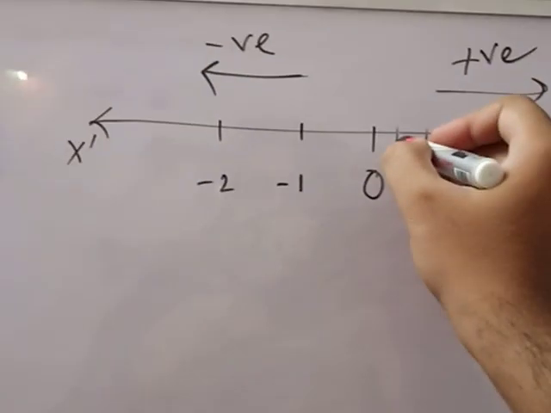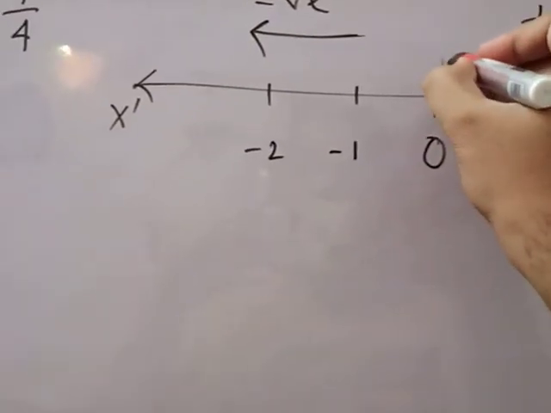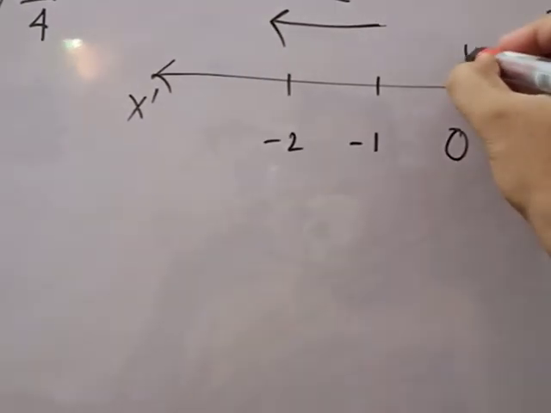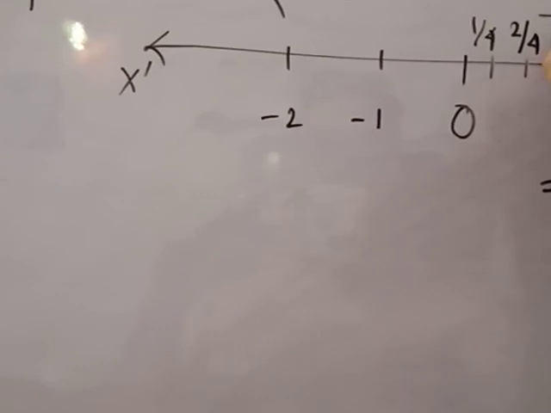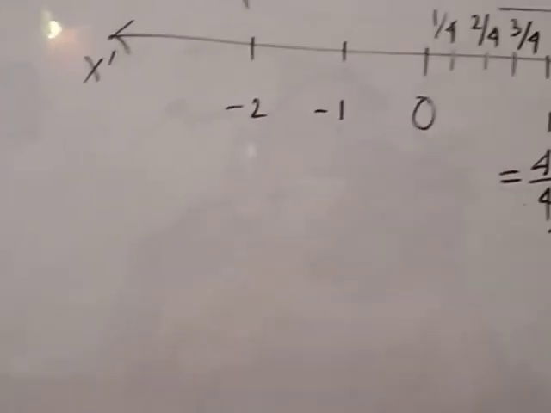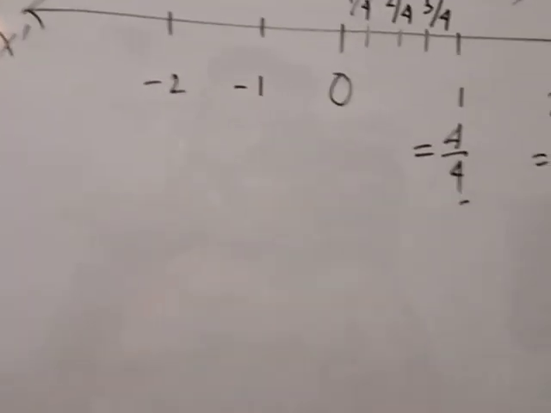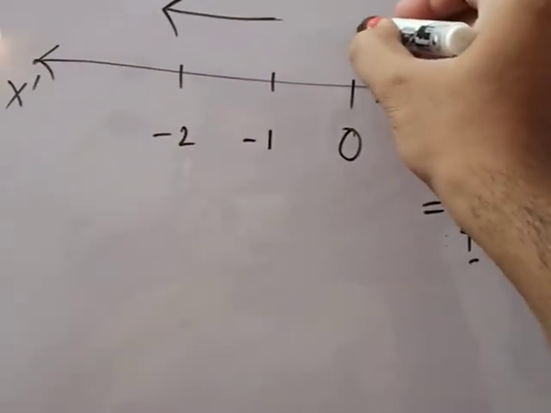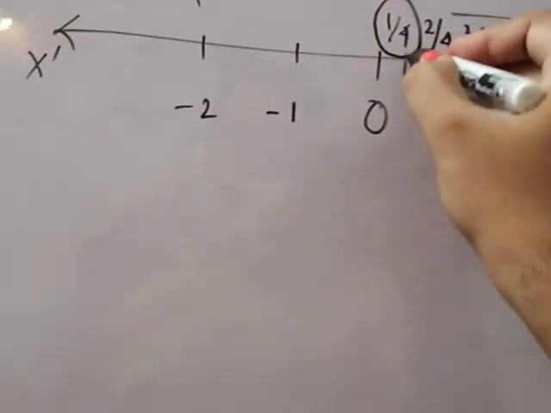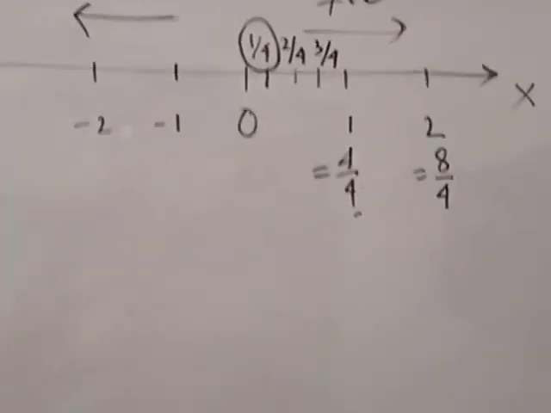So the first is 1 by 4. The second is 2 by 4. Next is 3 by 4. And the next is 4 by 4. So in the question given, 1 by 4, this is 1 by 4. Okay.